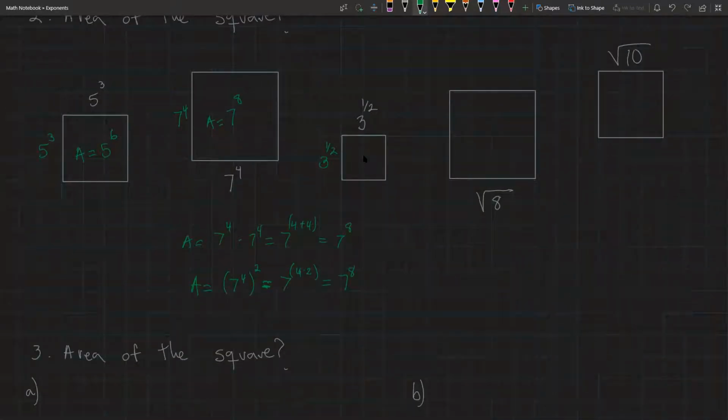All right, so here, then we think same base. We can say 3 to the 1/2 plus 1/2 is just 3 to the 1. So the area is 3 right here, right? It's just 3. And then we know that if this is radical 8, this is also radical 8, and the area must be 8. Square root of 10 has a matching side length of square root of 10. So the area is 10.